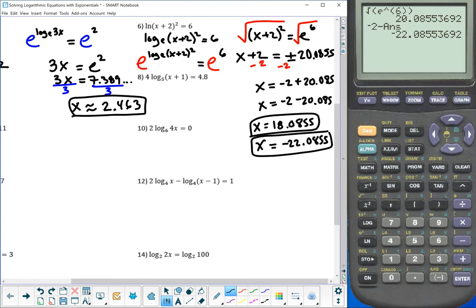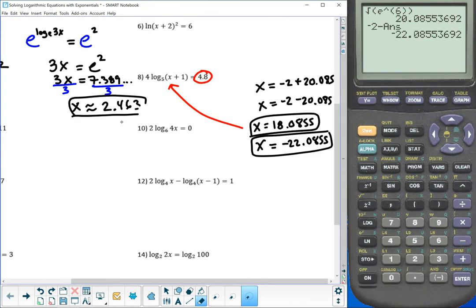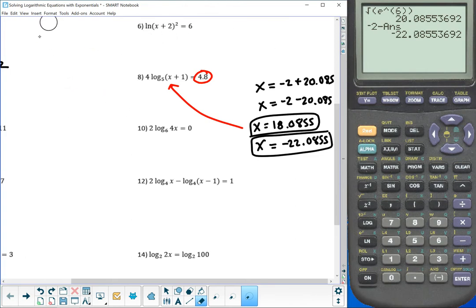You might be asking, there are two answers, which one's right? We don't know. You have to take each one and plug it into the x in here and see if you come out to be 4.8. The idea is if it comes out to be 4.8 or close to 4.8, because you're just approximating, then that's your answer. So let's try it. Let's start with this one right here, because I have this on my calculator already, negative 22.0855. And then from there, I'm going to go plus 1.